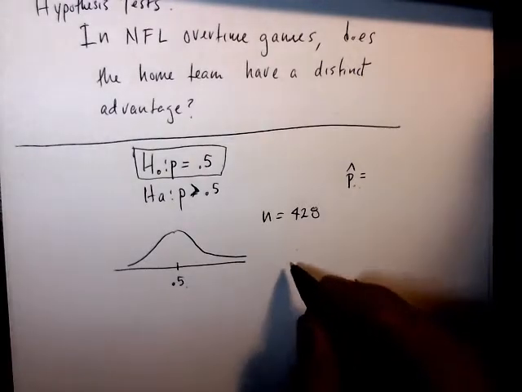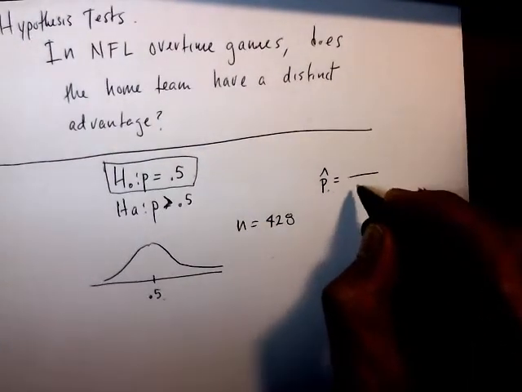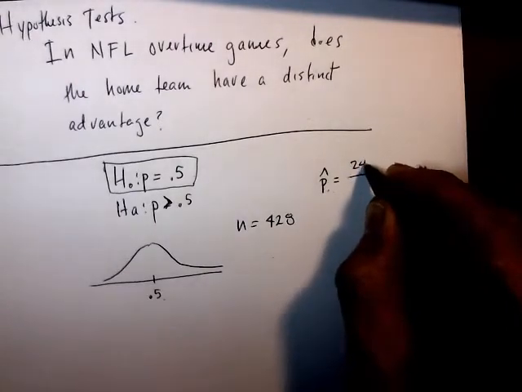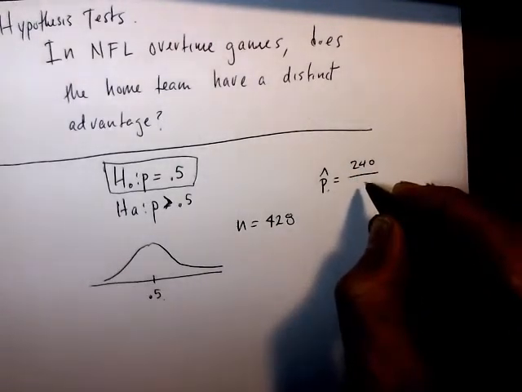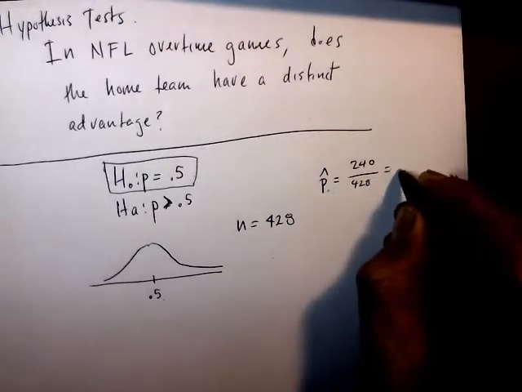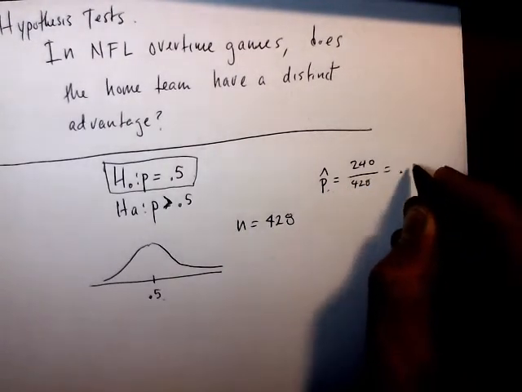What we ended up getting was a P hat of 240 wins for the home team out of our 428 games. So that is equal to about 0.561.